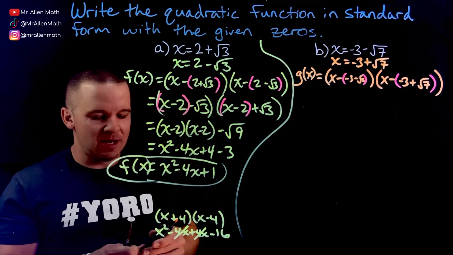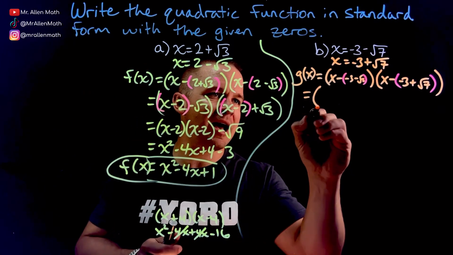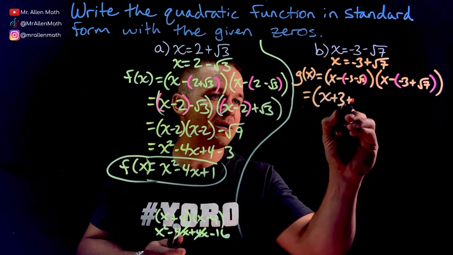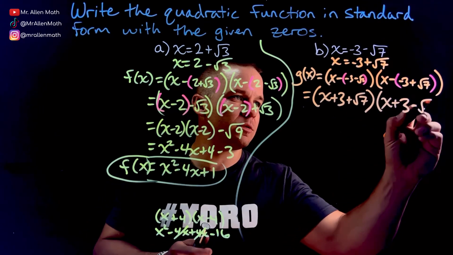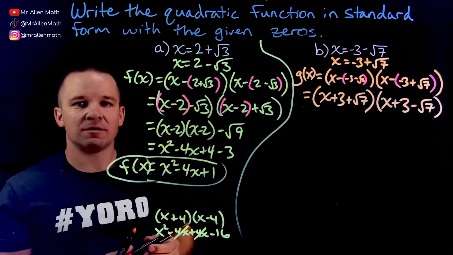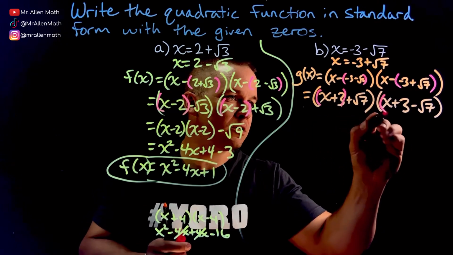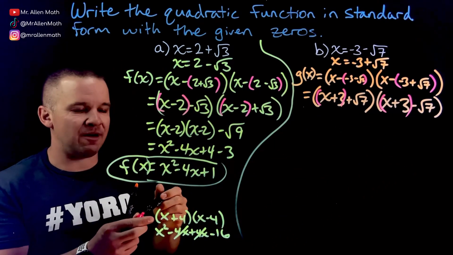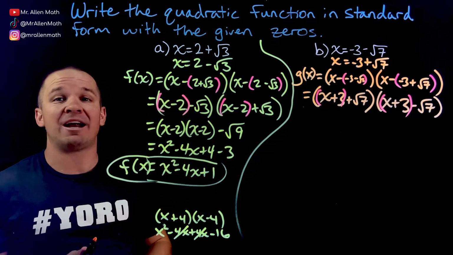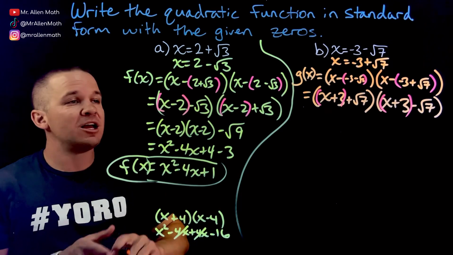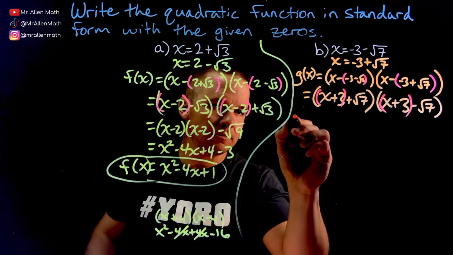Let's distribute that negative. We got x plus 3 plus root 7, and we have x plus 3 minus root 7. Once again, we have the same two terms right at the start, which I am going to group to help me with my distribution. Otherwise, you need to distribute 3 terms to 3 terms, which is a lot. Noticing these patterns is super helpful in algebra.